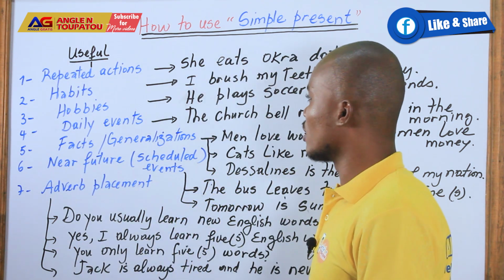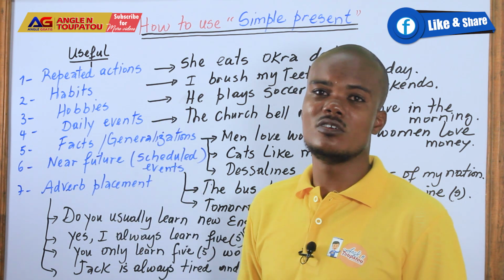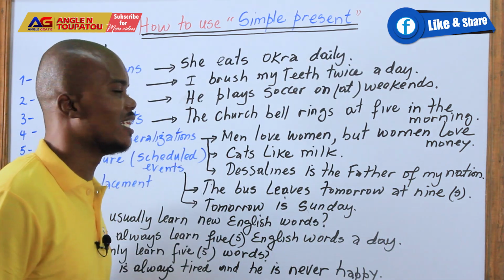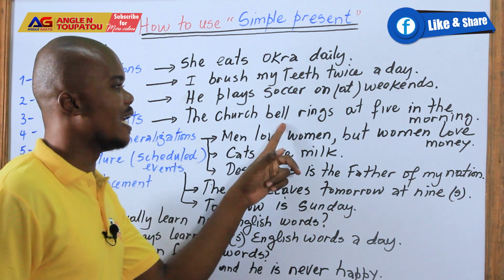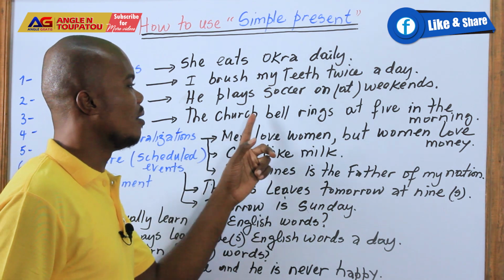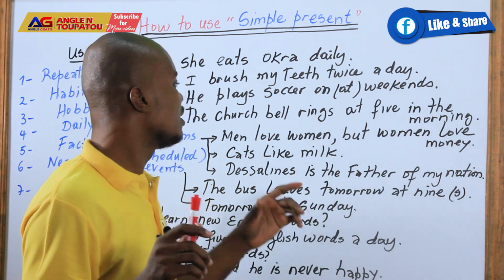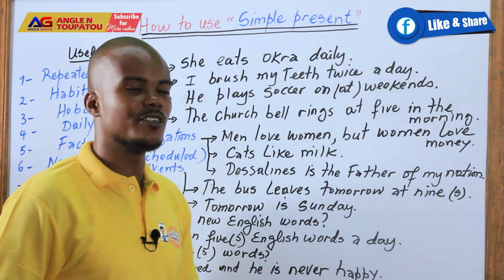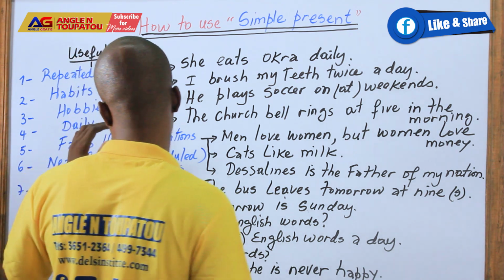simple present tense to talk about daily events, events that happen every day. Okay? For example, the church bell. For example, the church bell rings at 5 in the morning. That is an event that happens every day.